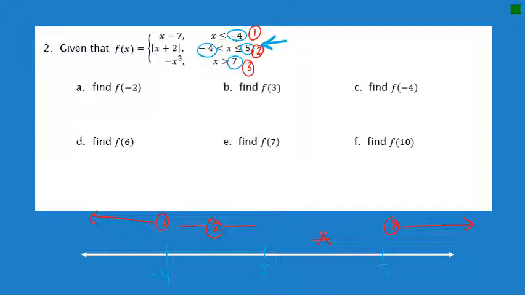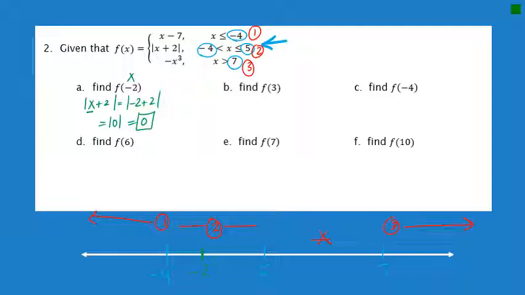So I'm looking for the x value of -2. If you look at my number line down here, -2 would fall somewhere in here. So that would be in section 2. So I'm going to use the function from section 2, which is the absolute value of x plus 2. So what I'm going to do now is replace x with -2. So -2 plus 2, which is actually 0. And the absolute value of 0 is 0. So that's your final answer.